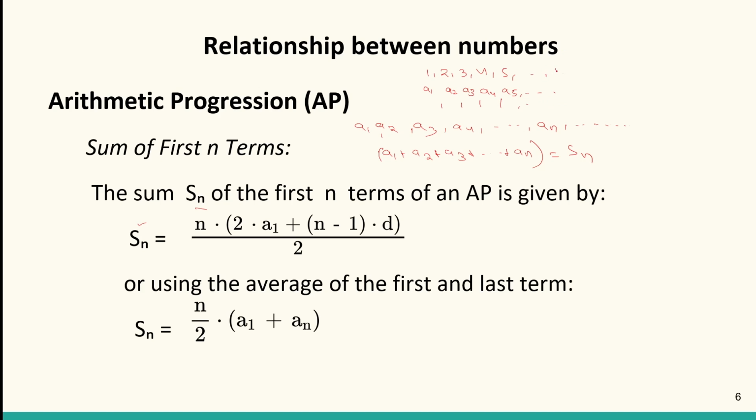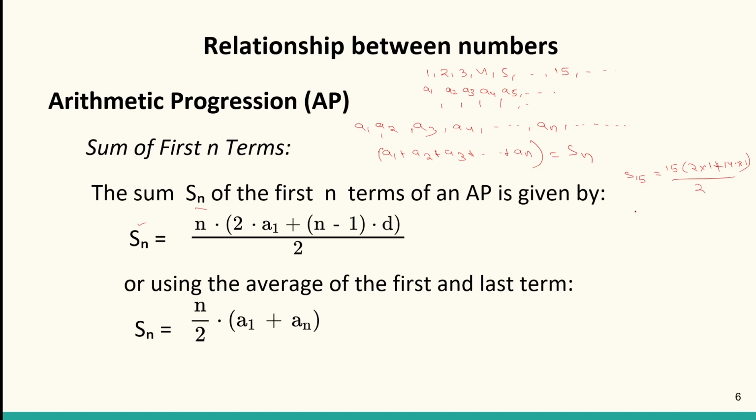If we add this up to 15, let's say, what we will get using this formula is S15 is equal to 15, 2 into 1 plus 15 minus 1, which is equal to 14, 14 into 1, whole by 2.